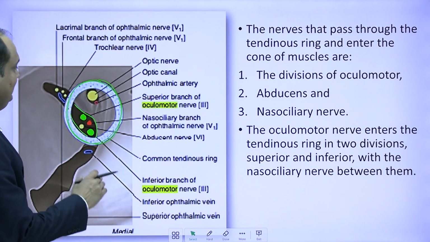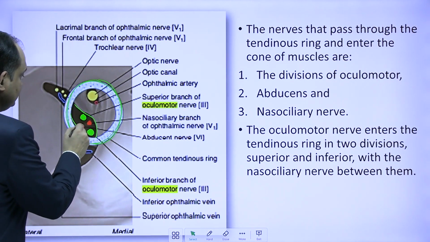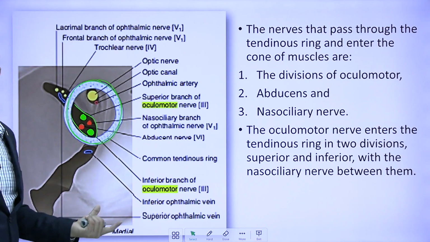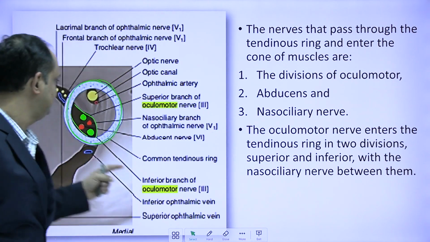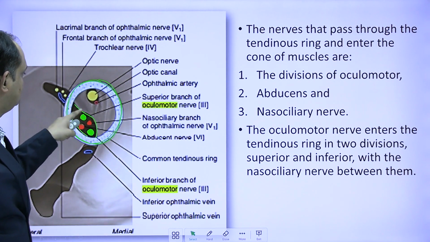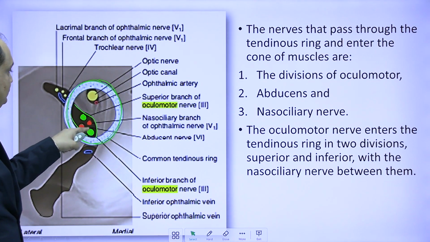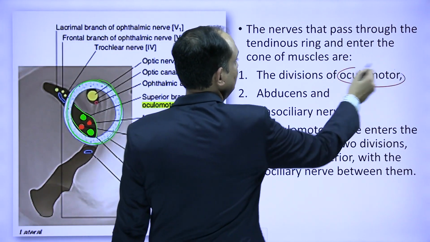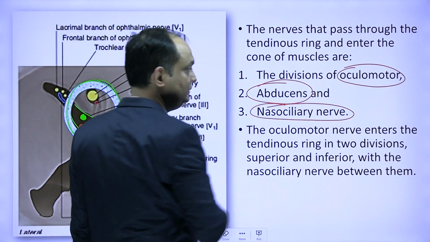Apart from that, there is one more structure in this area, the lowermost structure, the abducent nerve or sixth cranial nerve. Clear? So, whenever you get the question of which nerves are present in this area of the superior orbital fissure, which is enclosed by the ring, there are four structures. One is the upper and lower division of the oculomotor nerve, second is the abducens nerve, and third is the nasociliary nerve.